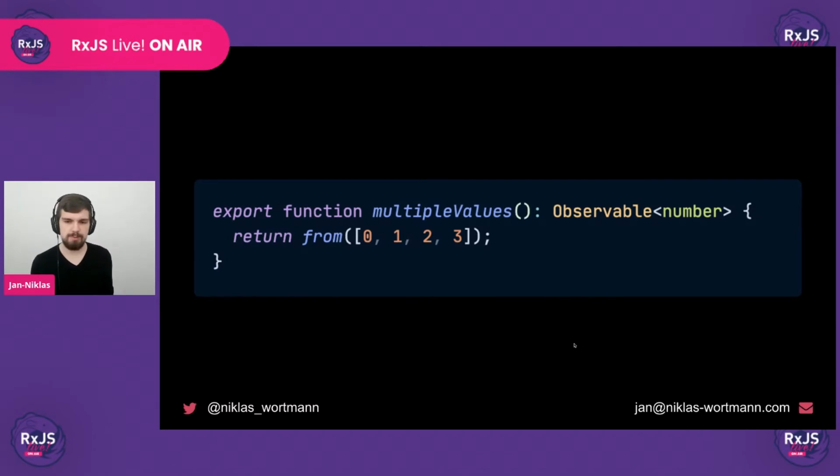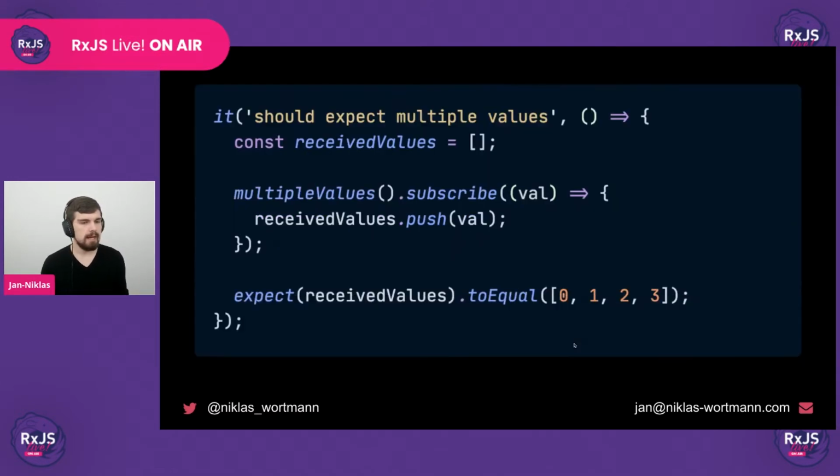For demonstration purposes, we're using from with an array, which spreads the array synchronously. So in this scenario, we have an observable that emits first 0, 1, 2, and then 3 consecutively. How would a test for that look? What I like to do in situations like that is create an array where we store the values, and in the subscribe block, we push the values to our received values, and afterwards we have an expectation. You might have noticed that after the subscribe, we have the expect block. This just works because from is emitting synchronously.